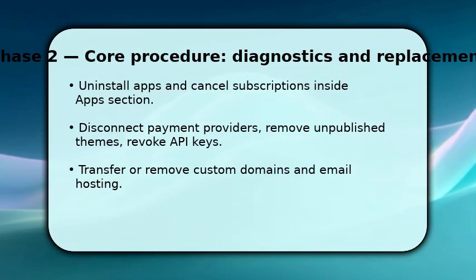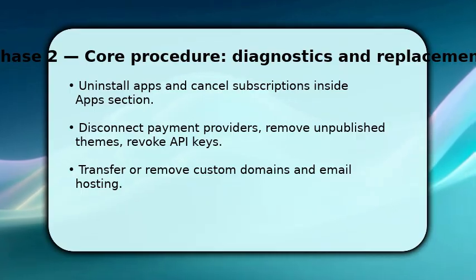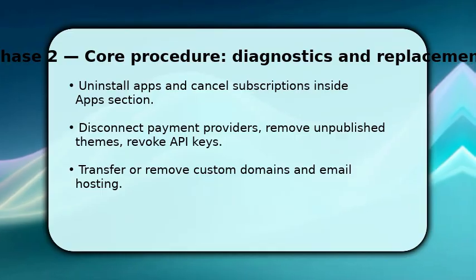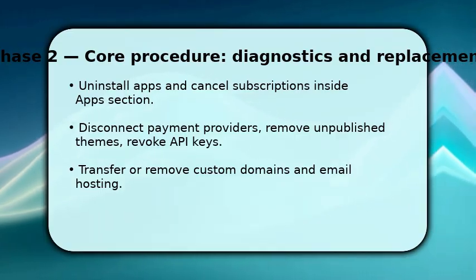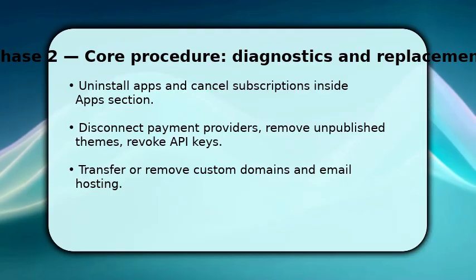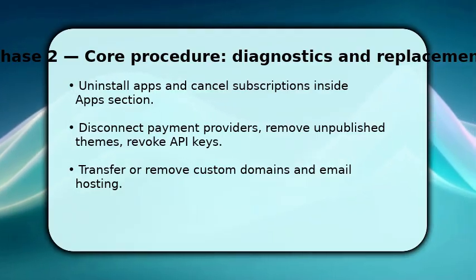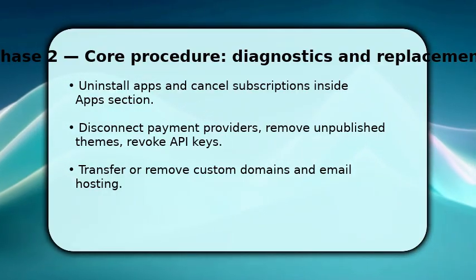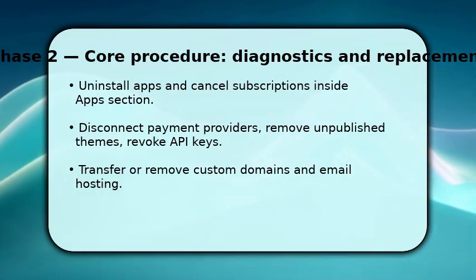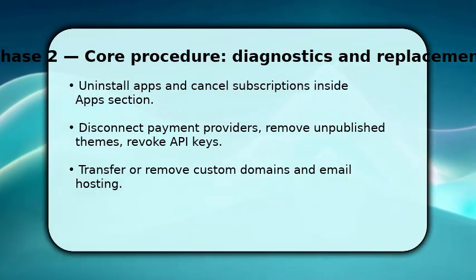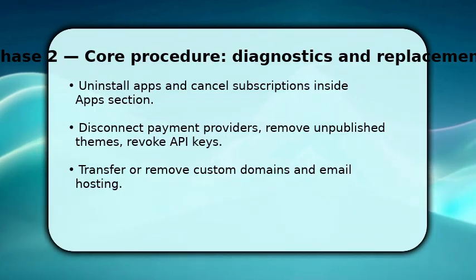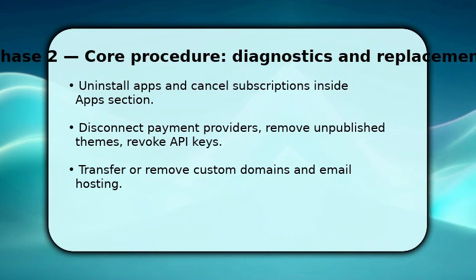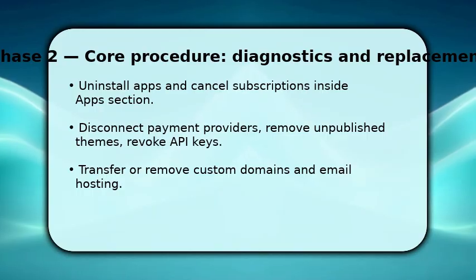Next, you clean up integrations to stop recurring costs and data access. Uninstall every third-party app and cancel subscriptions from the apps page. Keep receipts for accounting. Disconnect payment gateways so no future charges or payouts happen, and remove unpublished themes and unused assets to lower storage. Revoke API keys and uninstall private apps to close external access. Finally, transfer or remove custom domains and email hosting. Make sure DNS and Whois transfers are complete before proceeding to closure.